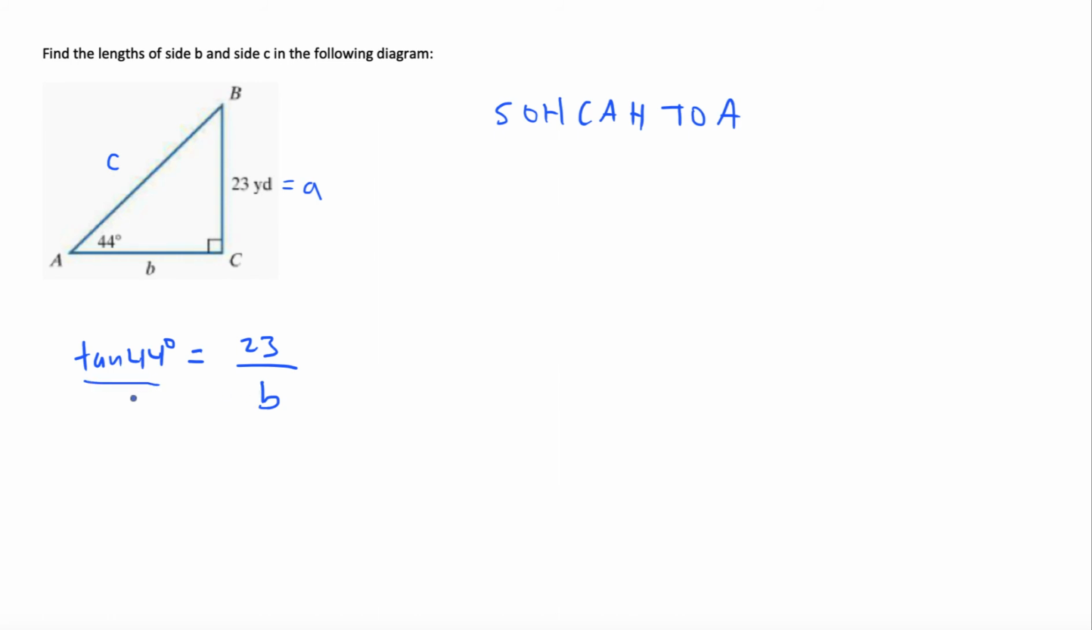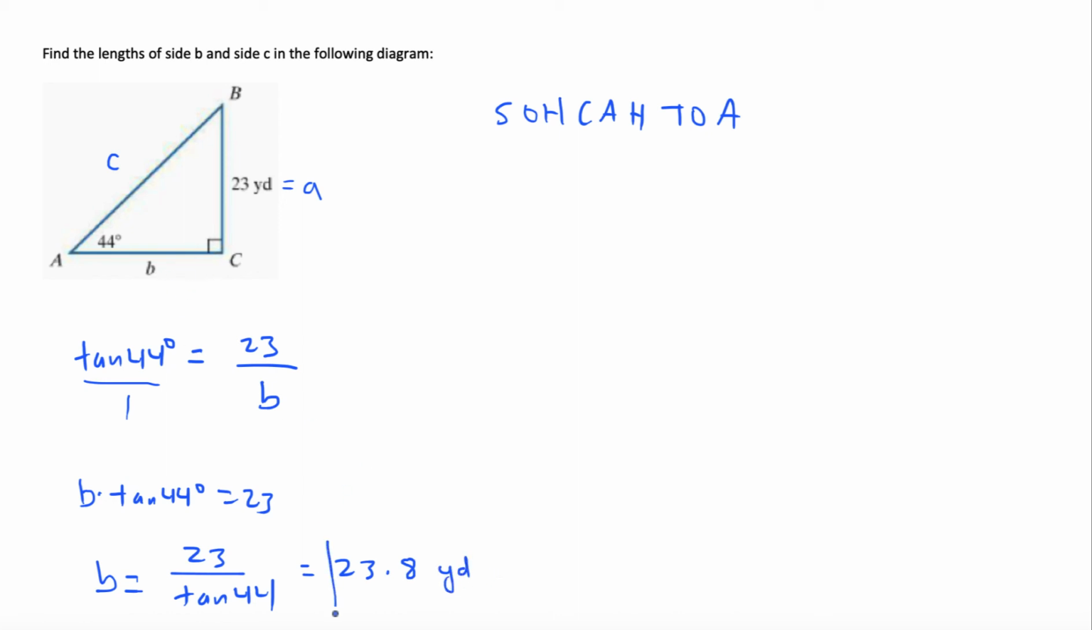Okay, so we can certainly cross multiply these. So B times the tangent of 44 degrees is equal to 23. So when we divide this, B is going to be equal to 23 divided by the tangent of 44. Okay, so once again, we can use our calculators to get this result. We'll round this to the nearest tenth, or to one decimal value, so we get 23.8 yards in this case. Okay, so that'll be this length here. It'll be 23.8.